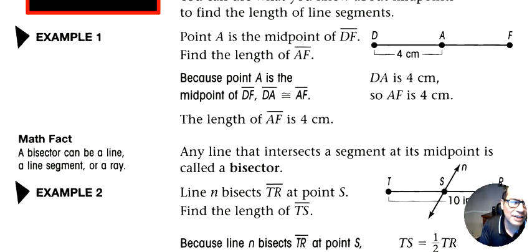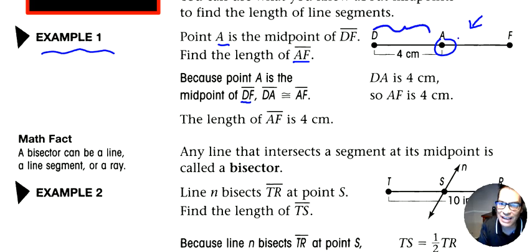Okay, so here is our first example together. In this example, we're working with this number line right here. Point A on this line is the midpoint of segment DF. What we want to do is find the length of AF. If A is the midpoint of segment DF, then DA is congruent to AF. So if DA is 4 centimeters, which it says here, then AF is also going to be 4 centimeters.